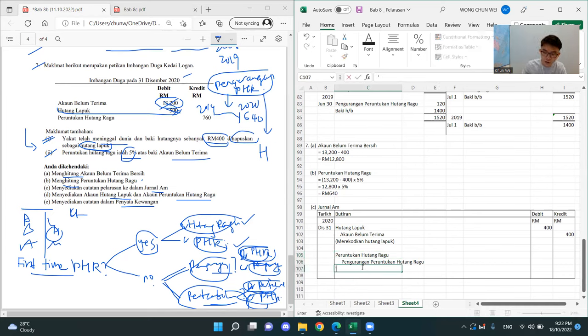So here, what is this? You merekodkan pengurangan peruntukan hutang ragu. So how much is that? You cannot straight away write 640 or 760. You have to minus and then you get the difference, the perbezaan, then you put into here. Because you want to know berapanya yang telah berkurang.